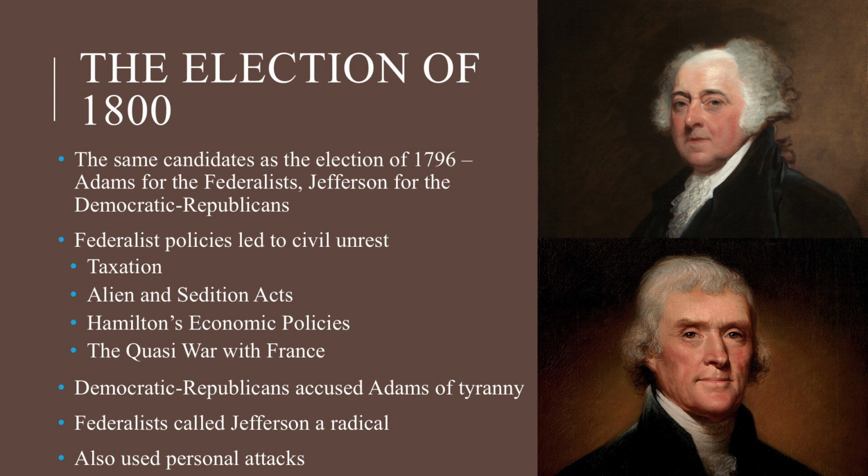The election of 1800 was very similar to the election of 1796. There were the exact same candidates as there were in 1796, with John Adams running for the Federalists and Thomas Jefferson running for the Democratic Republicans.